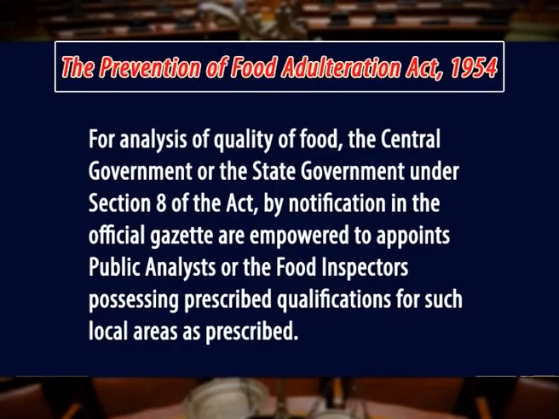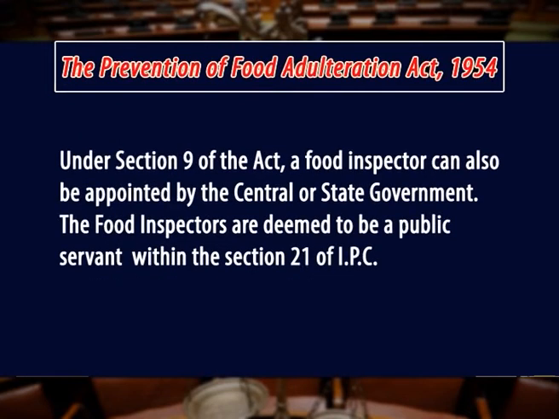For analysis of quality of food, the central government or the state government under section 8 of the Act, by notification in the official gazette, are empowered to appoint public analysts or the food inspectors, prescribing qualifications for such local areas as prescribed. Under section 9 of the Act, a food inspector can be appointed by the central or state government. The food inspectors are deemed to be public servants within section 21 of IPC.